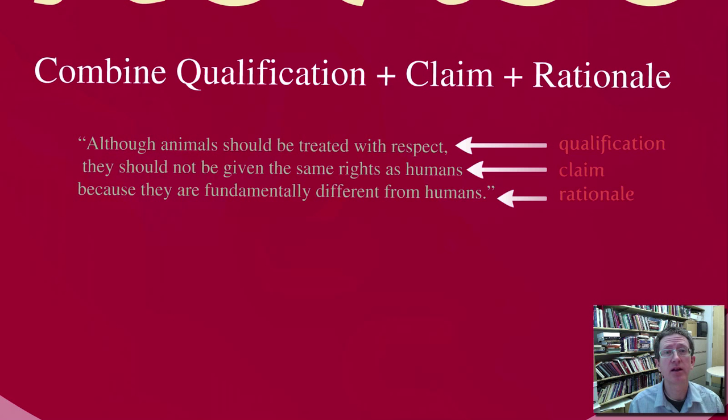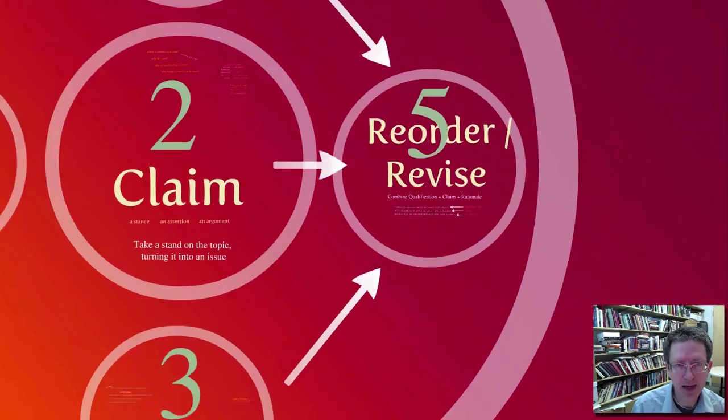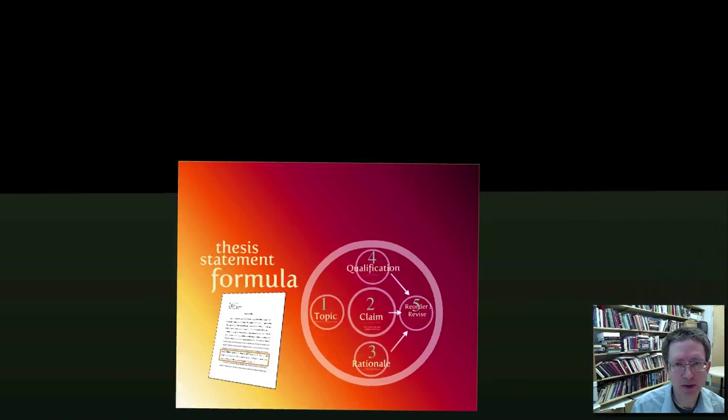It should, because it is a good, solid claim. It's very clear. The central part of that is very clear: that it should not be given the same rights as humans. It's a policy claim. It's introduced by acknowledging there needs to be respect for life, for animal life. And then there's that rationale that is the last phrase there. Okay, so there it is. 5 steps that end up with 3 parts, and the order ends up being qualification, claim, rationale. That is your formula for how to write a good thesis statement.